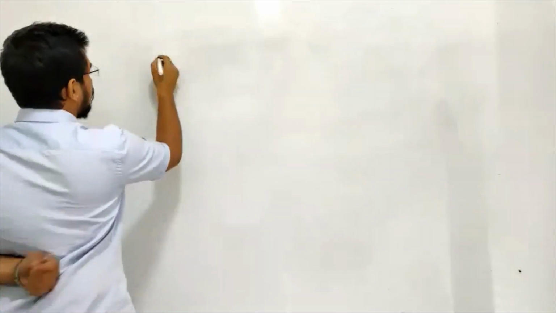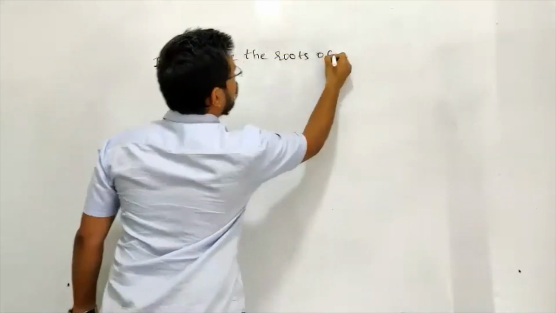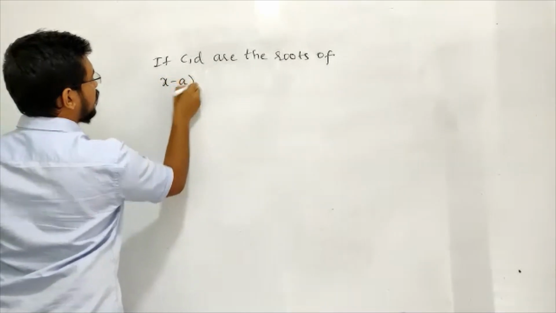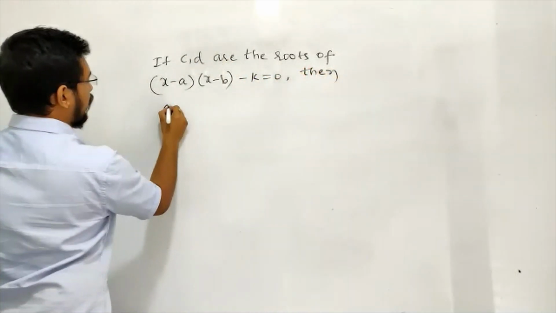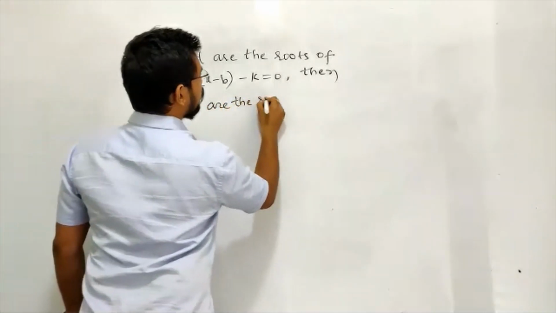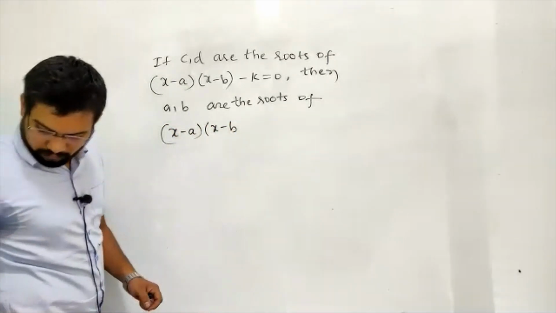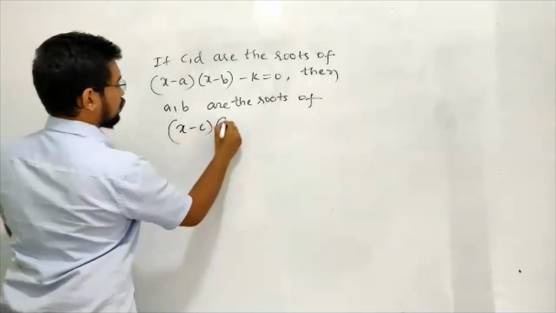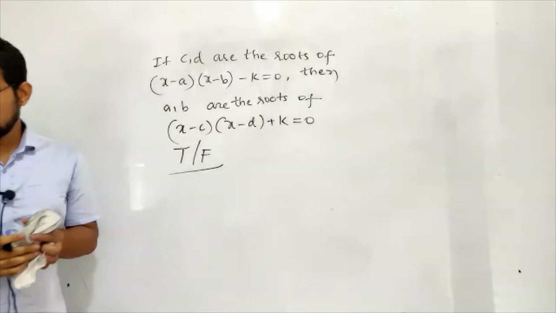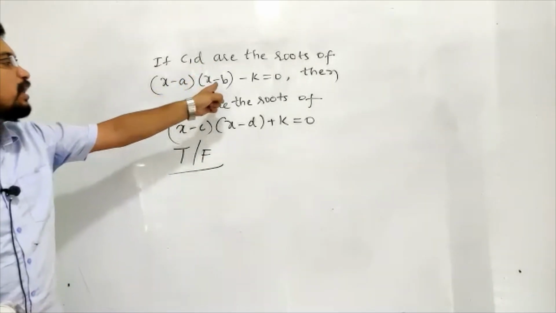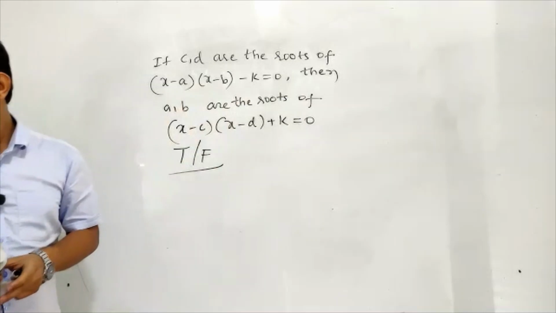Next part. If c, d are the roots of (x minus a)(x minus b) minus k is equal to 0, then a, b are the roots of (x minus c)(x minus d) plus k is equal to 0. Is this true or false?